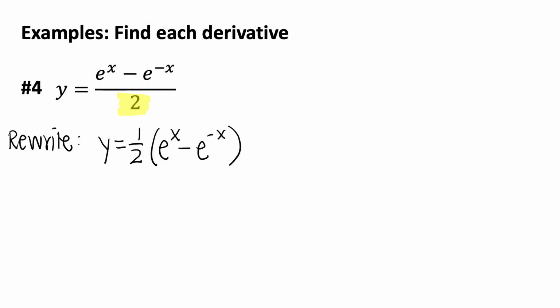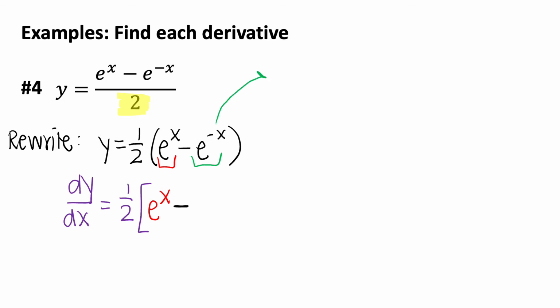Now when I start taking my derivative, I can keep my 1/2 on the outside like a constant multiple. So taking the derivative dy dx, let's keep our 1/2 on the outside, and now we can handle each piece on its own. So the first piece I'm going to take the derivative of is e to the x, and the derivative of e to the x is just itself, e to the x. Then I'm going to subtract, and in order to take the derivative of e to the negative x, I need to use the chain rule, the fact that the derivative of e to the u is equal to e to the u times u prime.